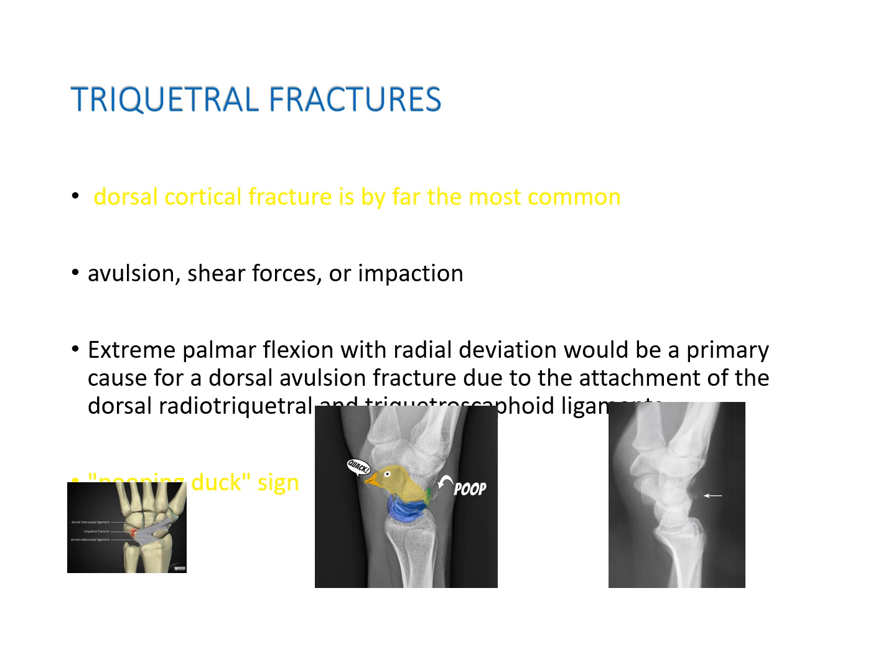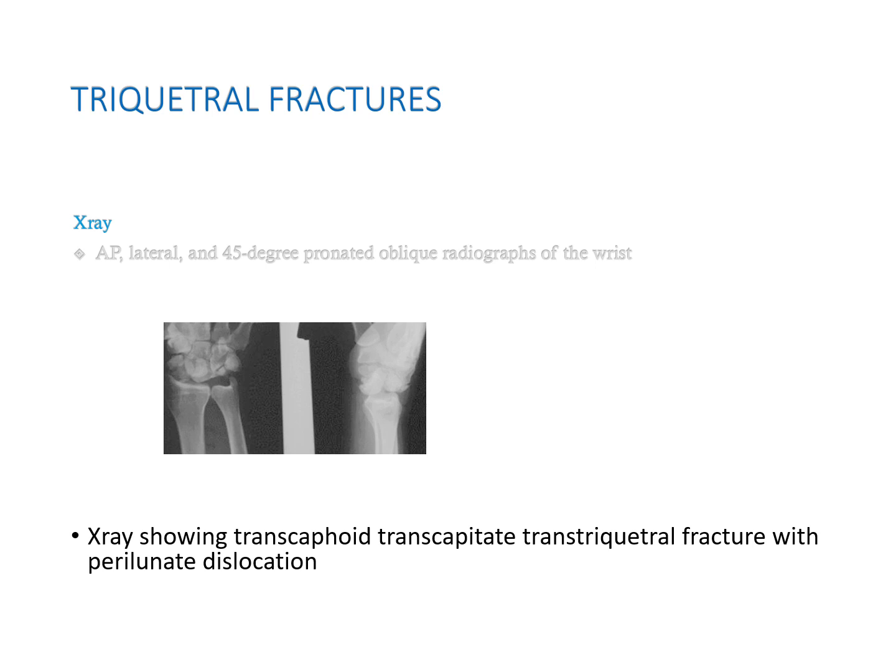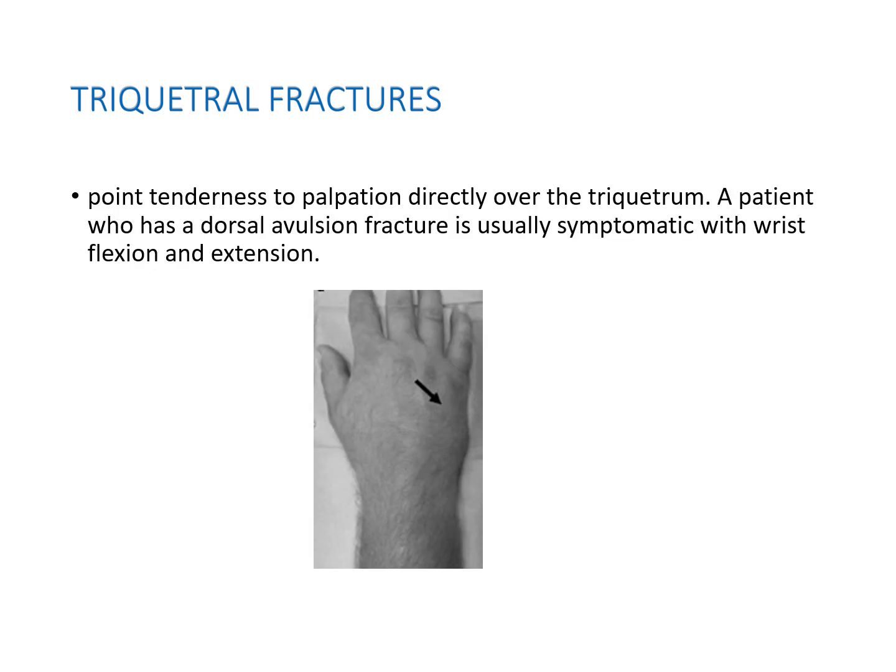It is interesting to identify the pooping duck sign in the lateral view of the wrist X-ray. When we order X-ray, we can ask for AP, lateral, and 45-degree pronated oblique radiograph of the wrist. There will be swelling and point tenderness on palpation directly over the triquetrum in this patient, where we can see the swelling.